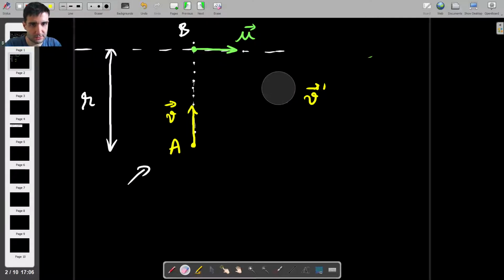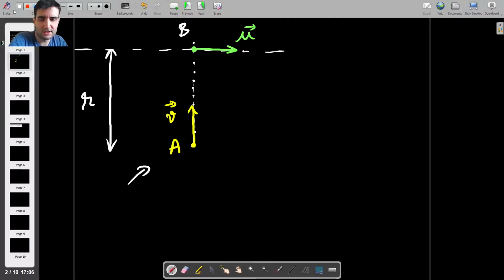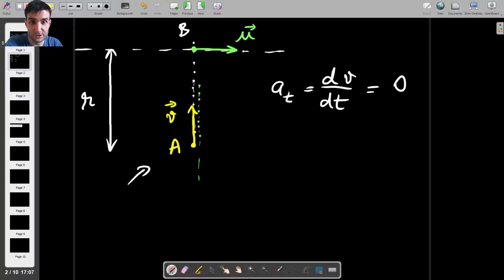So let me just erase this part. And some students get confused because how can the dog have an acceleration if the speed doesn't change? But although the speed is the same, the velocity of the dog does change. So the acceleration can actually be split in two components. We've got our tangential acceleration, which is given by the change in speed. So the tangential acceleration, that is the acceleration along this direction, is given as dv by dt, and that is actually equal to 0 because the dog does not speed up or slow down.